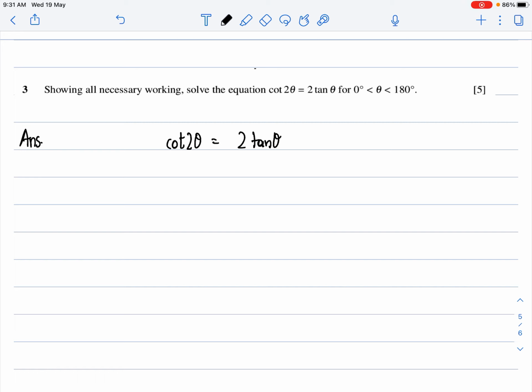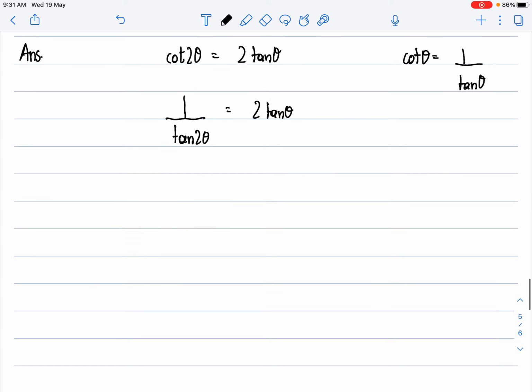So what I basically need to do here is, I know cot 2 theta can be written as 1 over tan 2 theta, correct? It is equal to 2 tan theta, because I know cot theta is equal to 1 over tan theta, correct? So now I know the tan 2 theta formula is simply 2 tan theta over 1 minus tan square theta, which is equal to 2 tan theta.